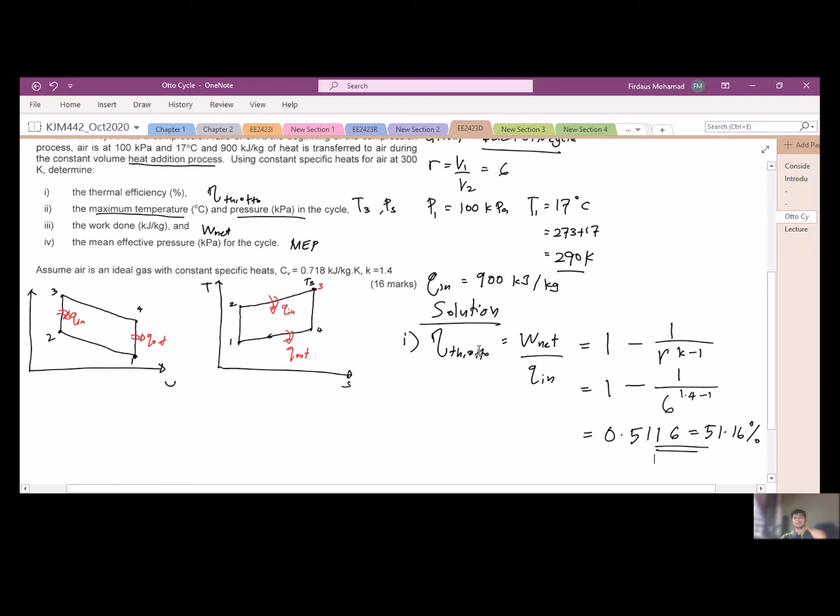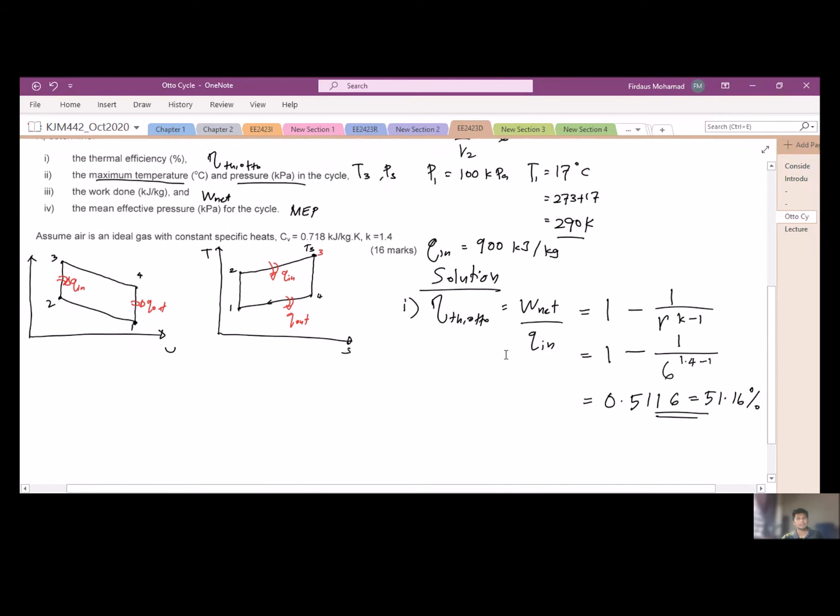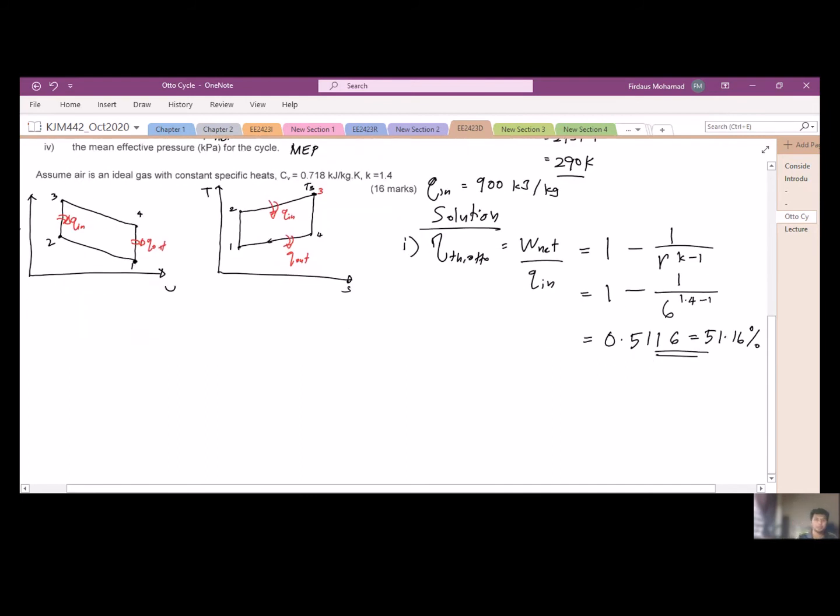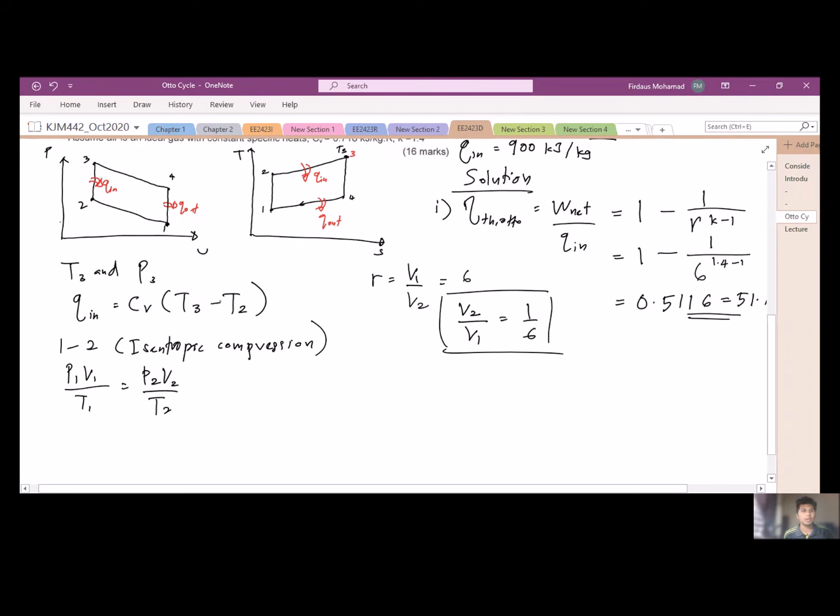Okay, so that solves question number one. Now proceed to question number two, asking you to find the maximum temperature T3 and P3. Now we know that Q in is given in your question. Recall, Q in equals heat addition at constant volume, Cv times (T3 minus T2). But the problem is we don't have the temperature at state number two. The only given temperature is at state number one.